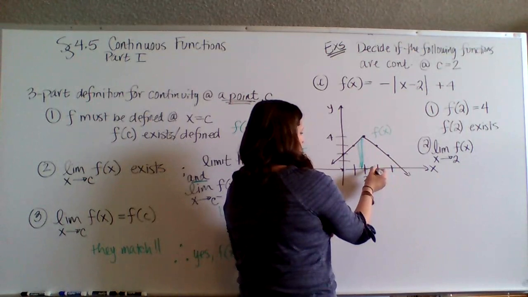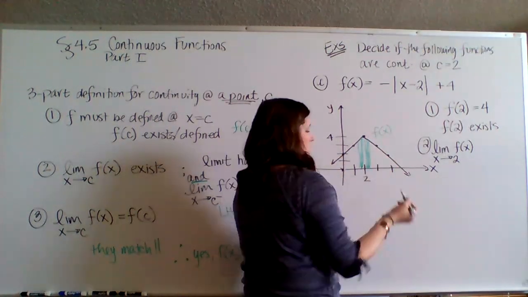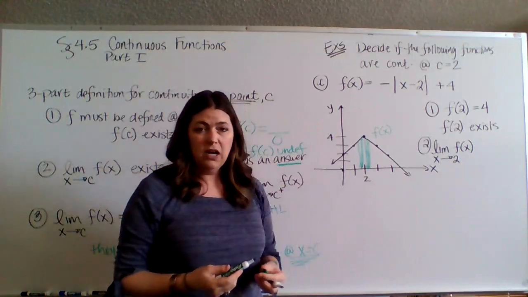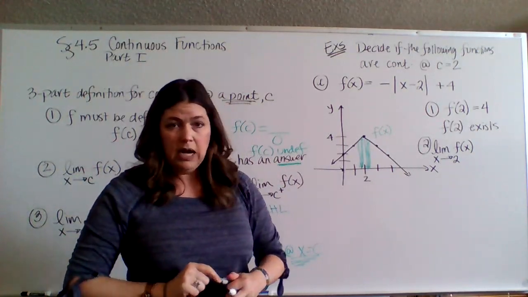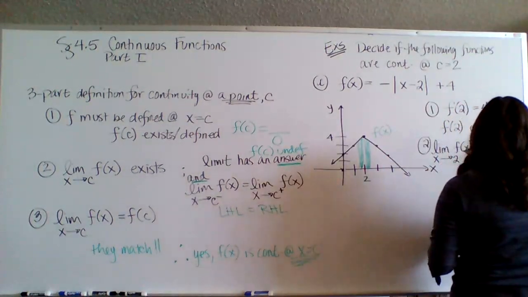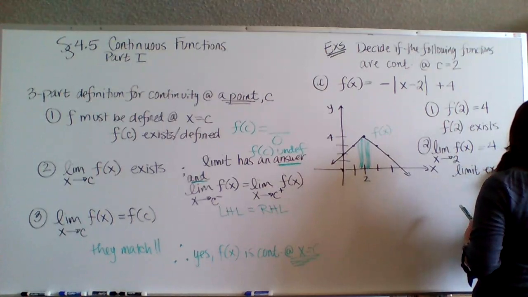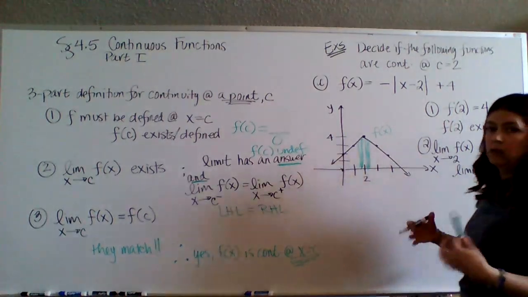The closer and closer I get to 2 from the right, wouldn't I be getting closer and closer to the target of 4? Both sides are approaching the same value. Everything's good to go. I have the same target. So the limit as x approaches 2 of f of x equals 4. So my limit exists, which was what had to happen in part 2. We had to get a limit answer.